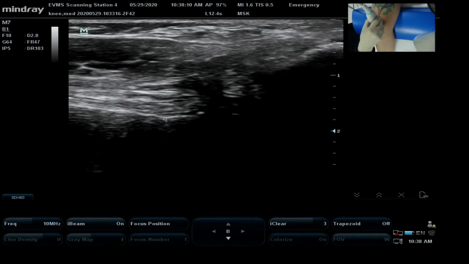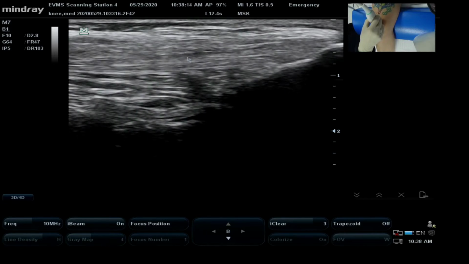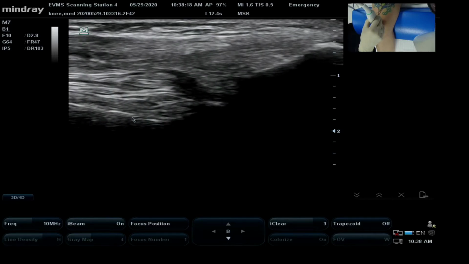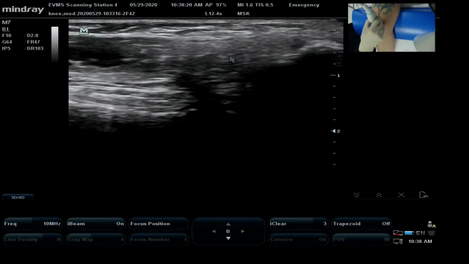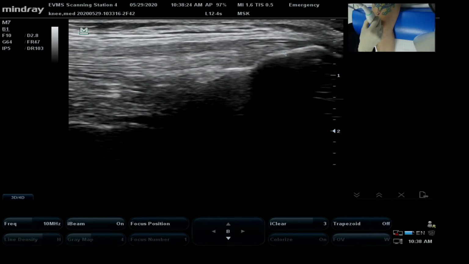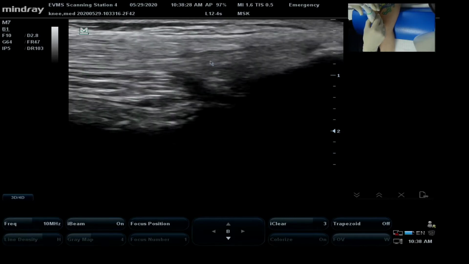So know your relational anatomy. You should have a more superficial tendon, then you'll get those cushioning fat pads, then you get that cortex of the bone, as well as knowing where your kneecap is, seeing the cortex of the kneecap. We can turn transverse on this tendon.